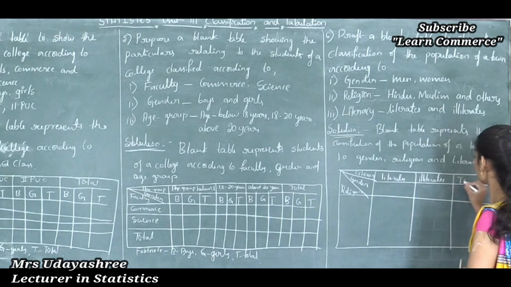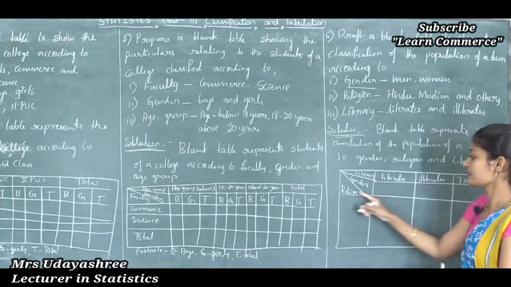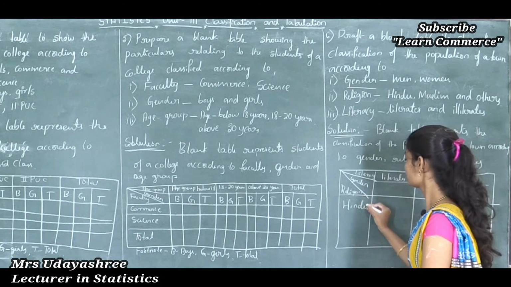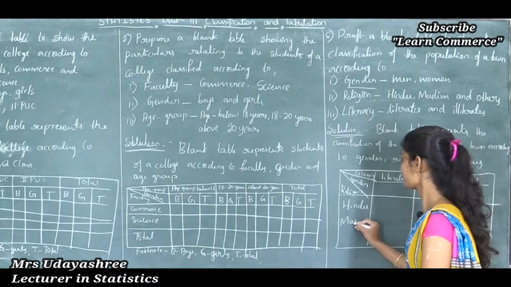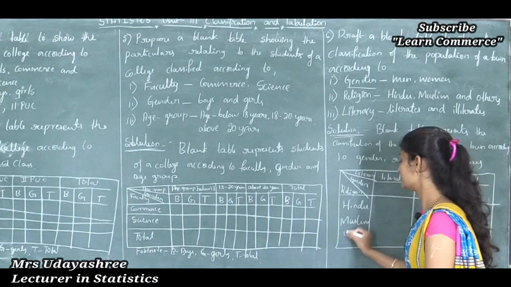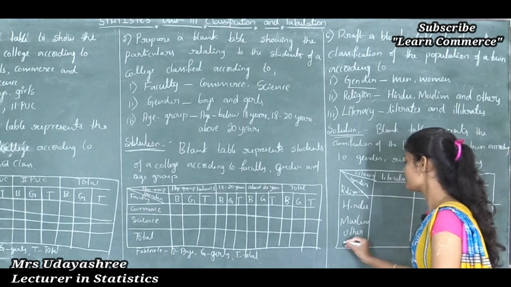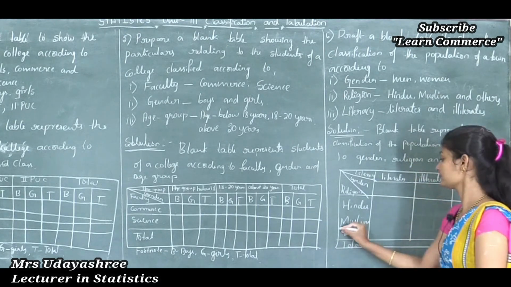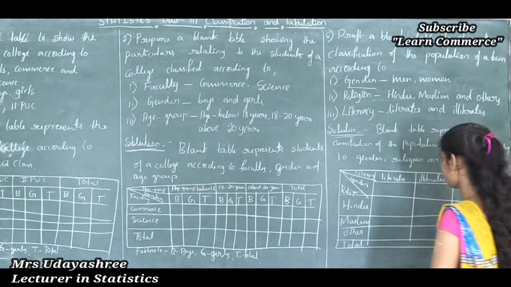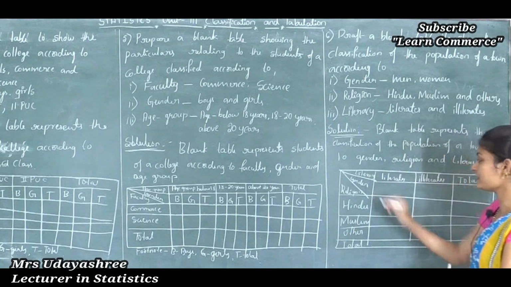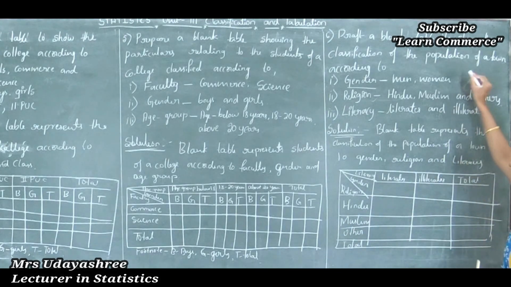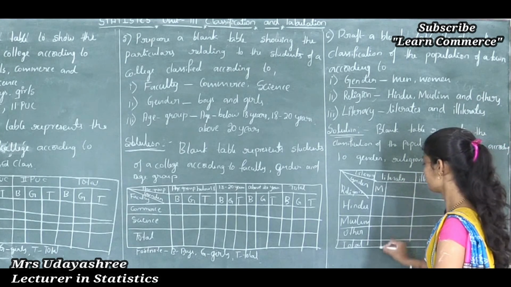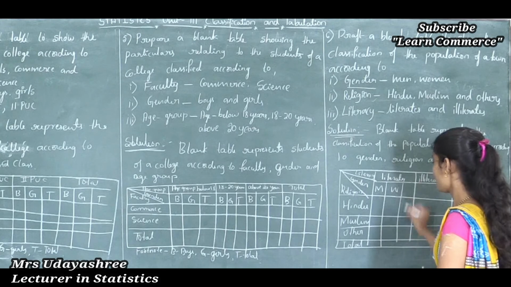Last is total. Okay, next here religions are Hindu, Muslim, others. The last is total. So this is the table. So here gender. Given genders are men and women. So for Hindu I will write men, women and total.